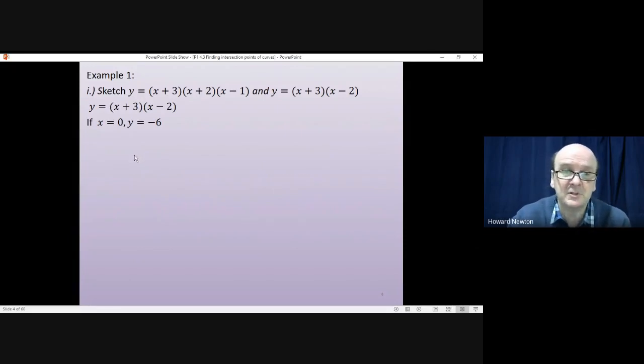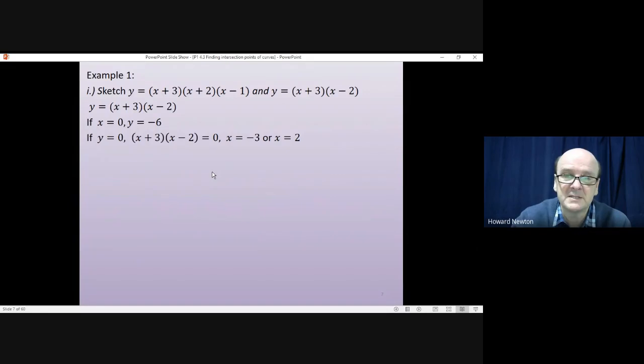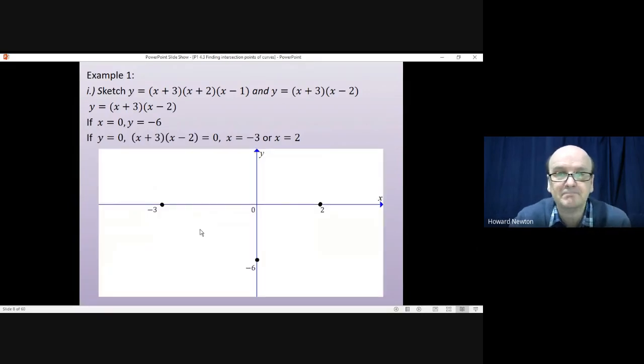To find the crossing point on the x-axis, we say what happens if y equals 0. Well, if y is 0, that means x plus 3 times x minus 2 is 0. For that to happen, one of these brackets must equal 0. So either x equals minus 3 or x equals 2. That gives us all of the crossing points on the axes. We can sketch those now. We've got a quadratic. It's a right way up quadratic. So there is only one thing that it can look like. It must look something like that.